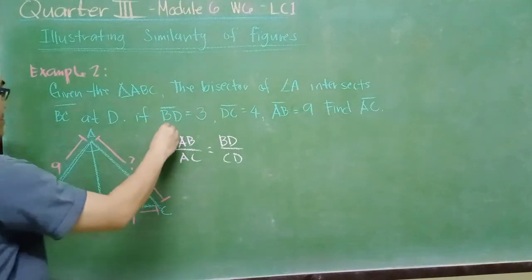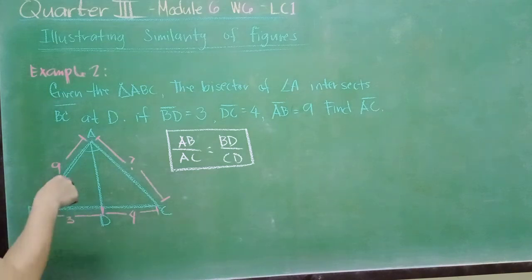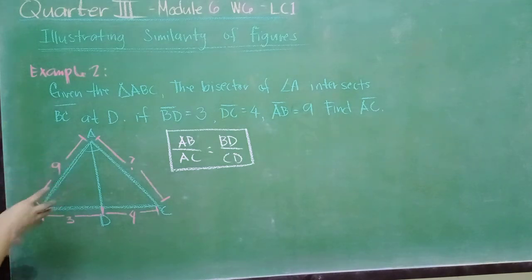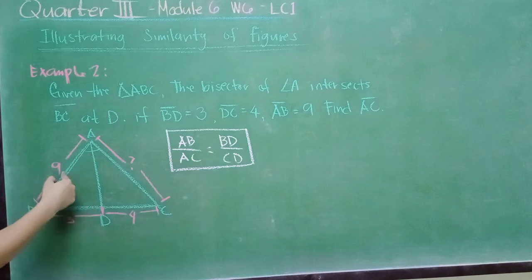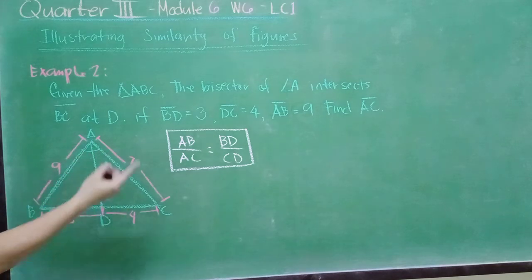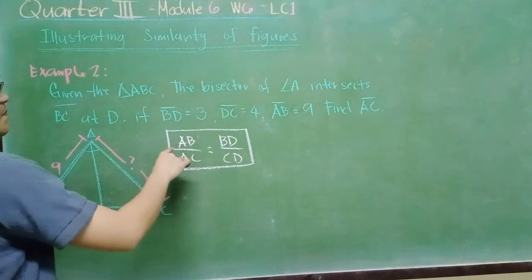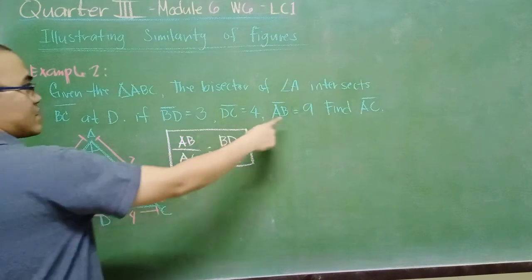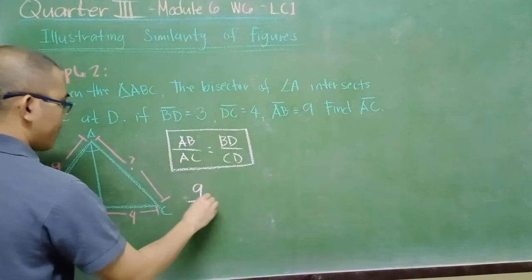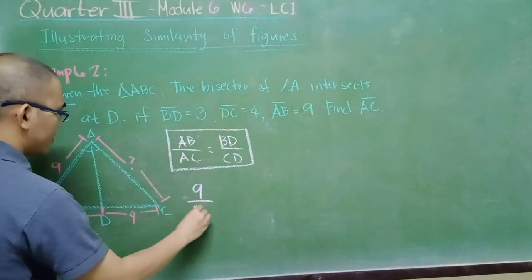So, unang gagawin natin is mag-substitute ng value. Though I think this is inaccurate figure. Ang mas magandang figure, ang mas magandang lugar ng bisector natin is dito. Pero yan yung nasa module. So, maglagay na tayo ng mga values para doon sa mga sides natin. For AB, which is 9. So, 9 over AC, which is yung unknown. Wala pa tayong value para sa AC. So, this will remain as AC.